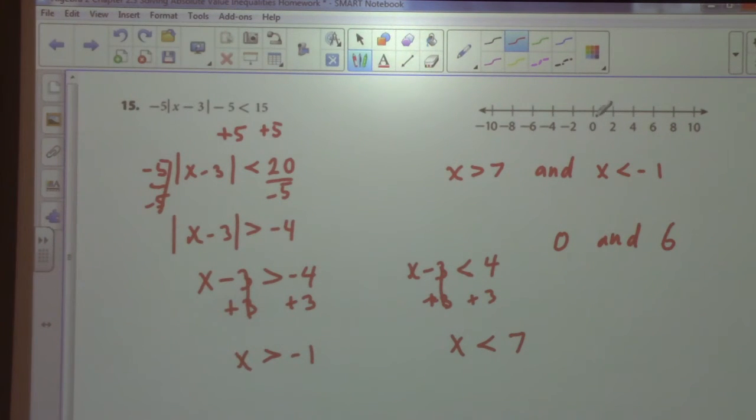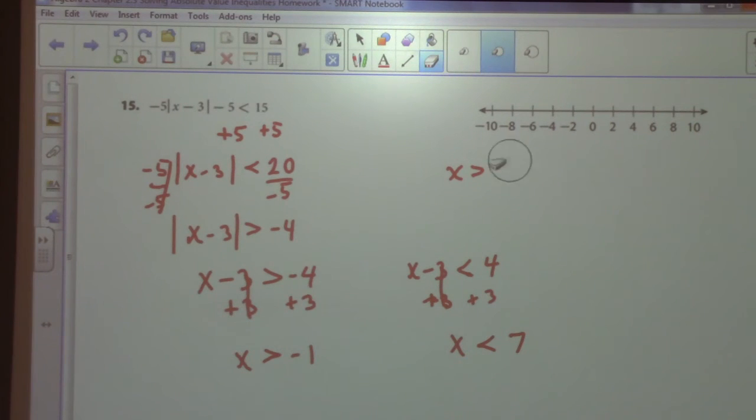So anyway, what's our answer for this going to be? Does anybody see it yet? Let's go put that on a number line here. We got less than 7, so here's 7, right? Is that going to be open or closed? And less than, so we're going to go this way, right? And then we have the negative 1, and which way do we draw this? To the right.